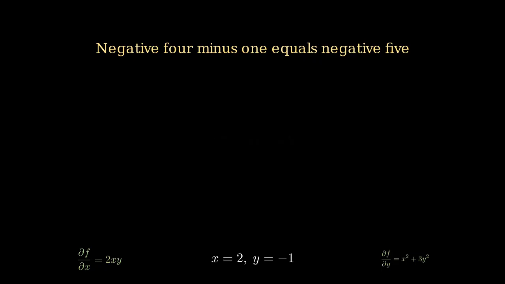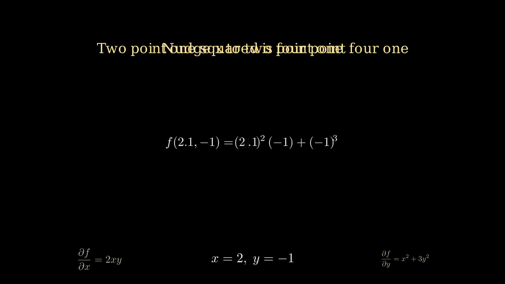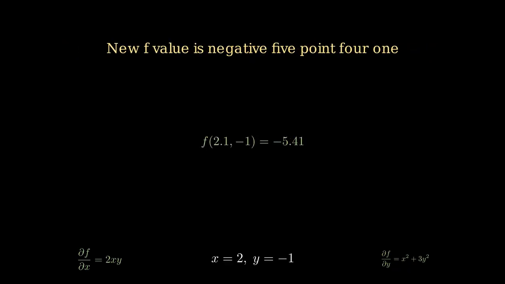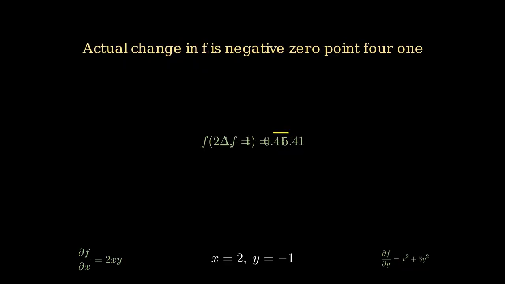Next, nudge x slightly to 2.1, keeping y at -1, and find the new function value. f equals 2.1 squared times -1 plus -1, which is -4.41 minus 1, giving -5.41. The actual change in f is -5.41 minus -5, which equals -0.41.